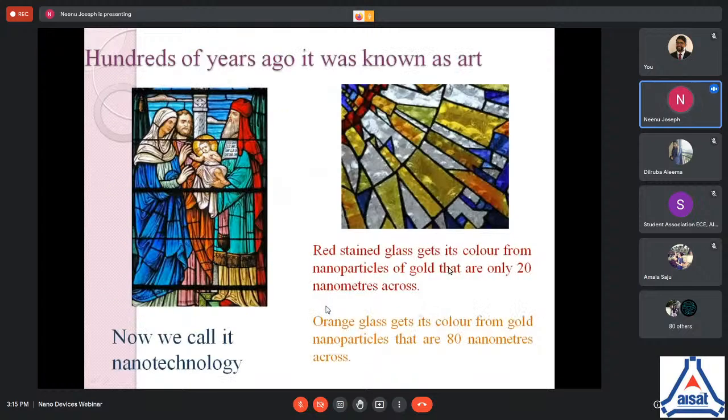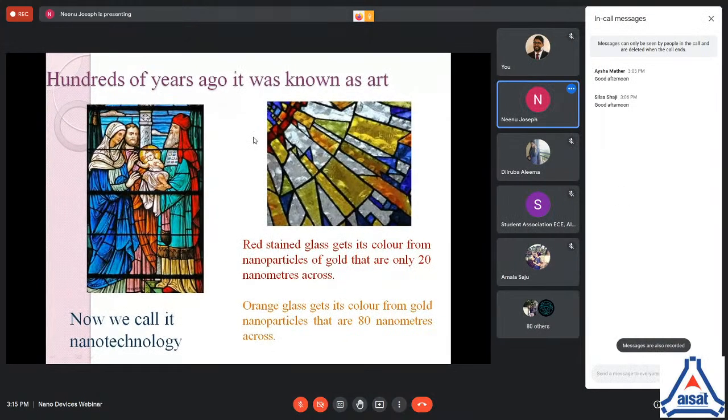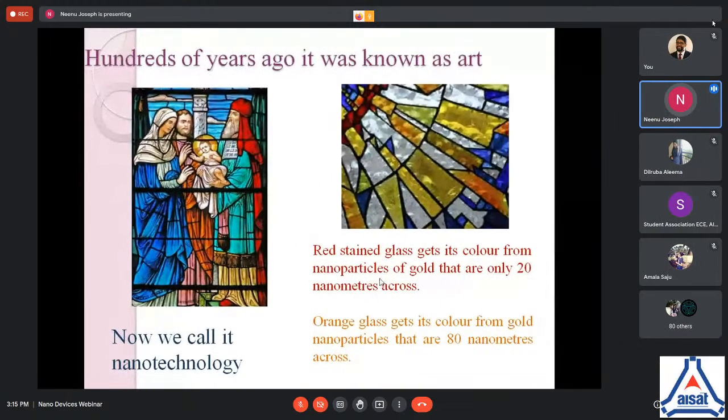And this picture, from 100 years ago, was known as art. Now it can be understood as nanotechnology. The technology behind this type of picture is nanotechnology. Here, the nanoparticle used is gold. According to the size of the gold, the color may vary.